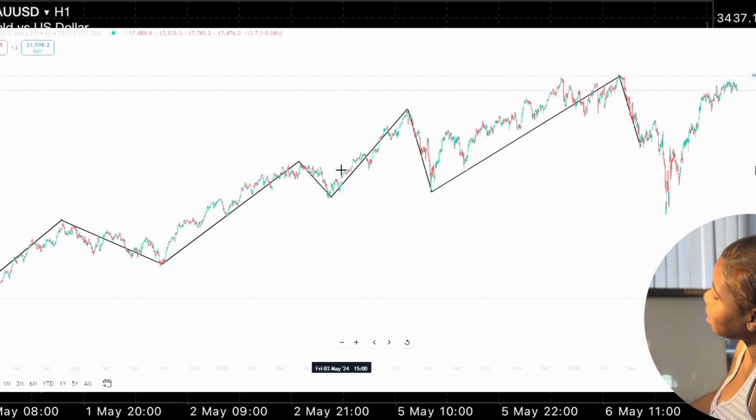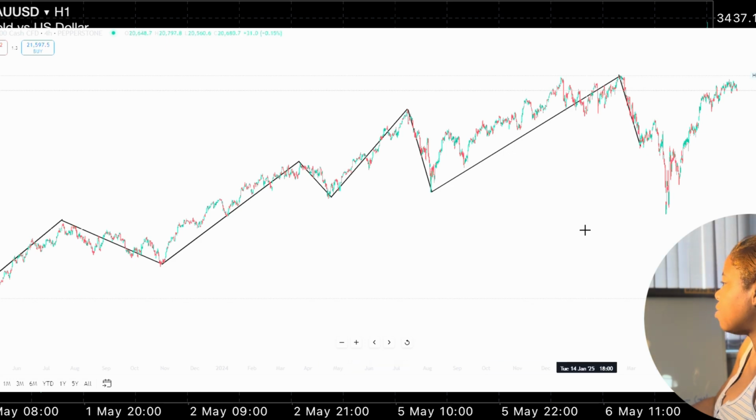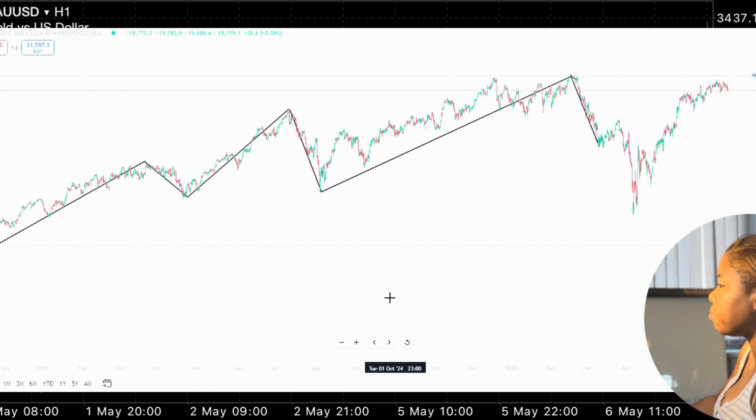So ideally you have to pay attention to structure to know when we're going to have a little switch in the trend, as well as when we're going to have those major pullbacks.